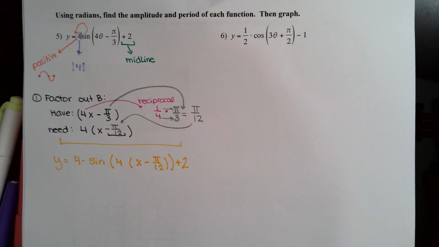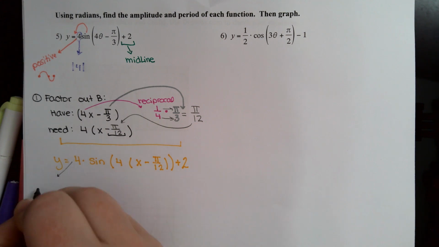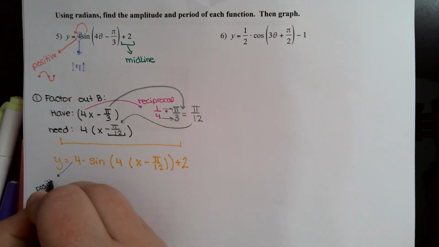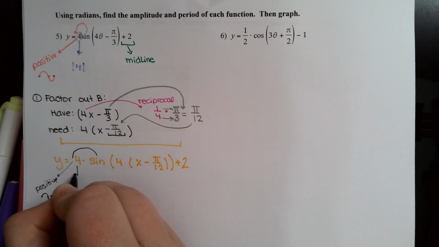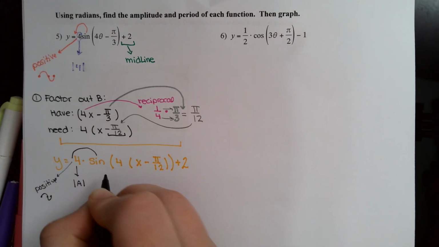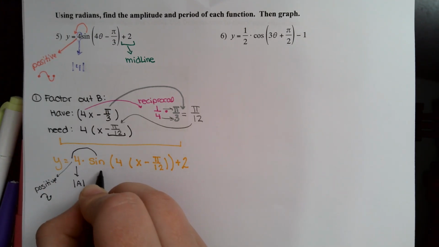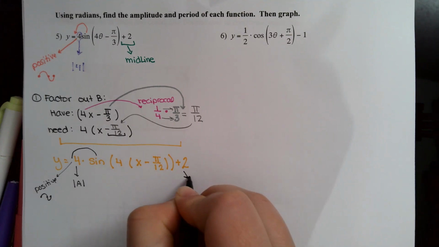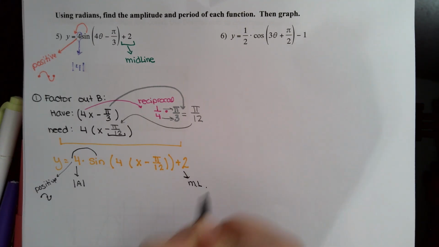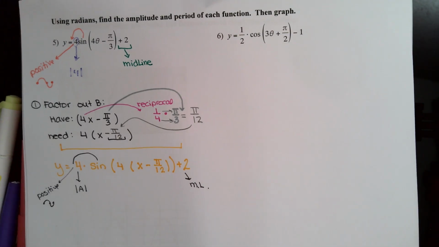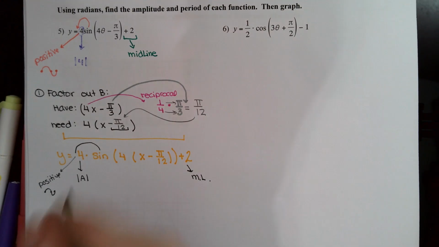Again, we already know certain things. We know this is going to be positive sine. We know the amplitude is the absolute value of 4. And we know our midline is 2. Now, from our factored form, there's going to be 2 more values.